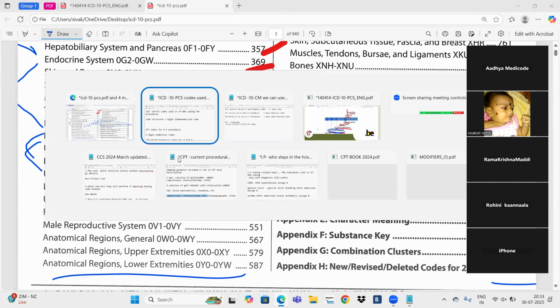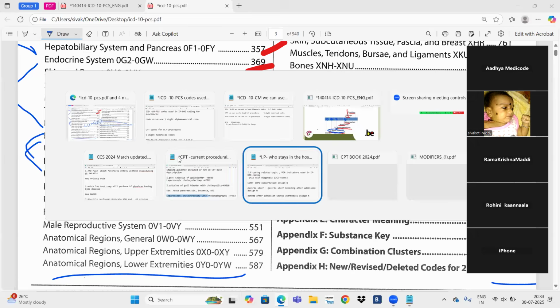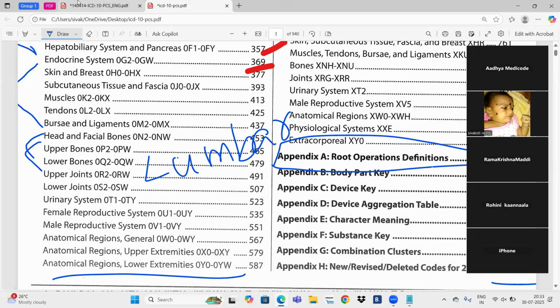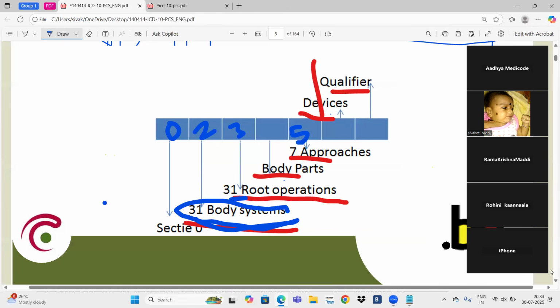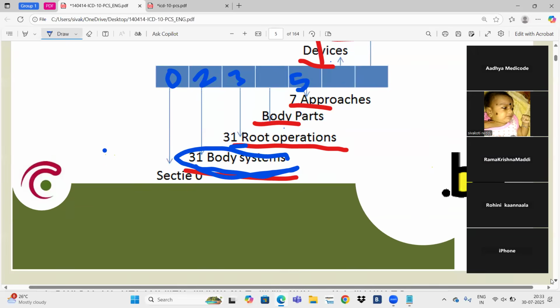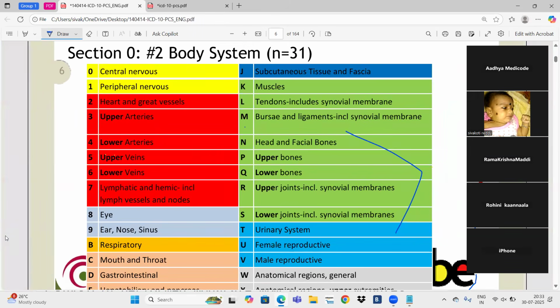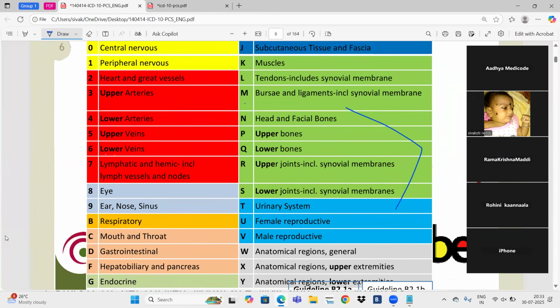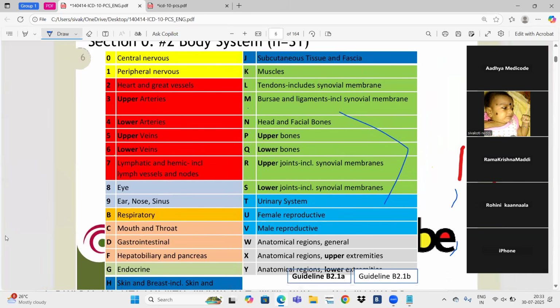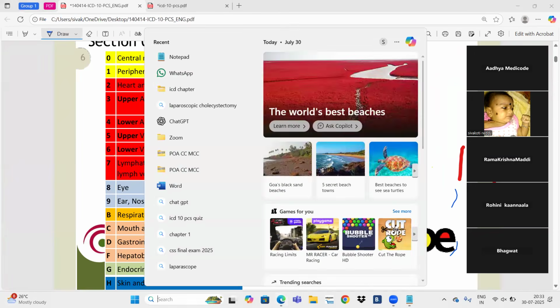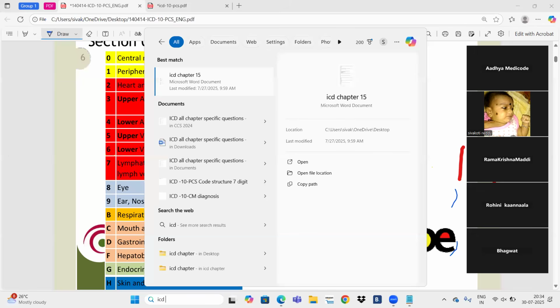My question: how do you identify the body system in the procedure now? They will do one procedure, but they won't tell the body system. How will you identify the body system in the procedure note? On the basis of diagnosis? Diagnosis based, how will you identify the body system?